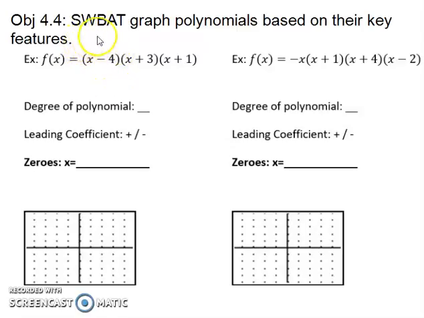All right, our last objective for this unit is that you graph polynomials based on their key features. Just so you know what we mean when we say key features, we are talking first about zeros. We're going to be talking about the zero product property today. And second, about end behavior.